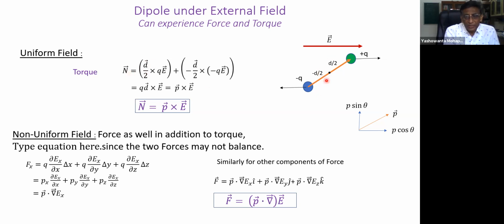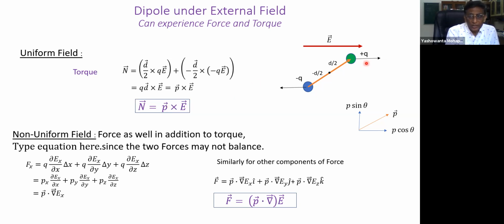So of course, this is straightforward. This is d by 2 and q. So qE is the force, and if my origin is here, then this is the torque. And for minus d by 2 from this origin, it is minus q times E, so it adds up. So d by 2 plus d by 2 becomes qd, and hence the torque is simply p cross E. It is an important and very convenient formula. The torque of a dipole in the presence of an external field E is simply p cross E.